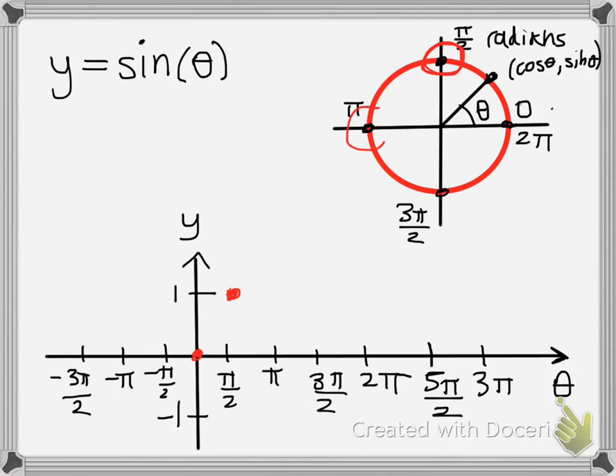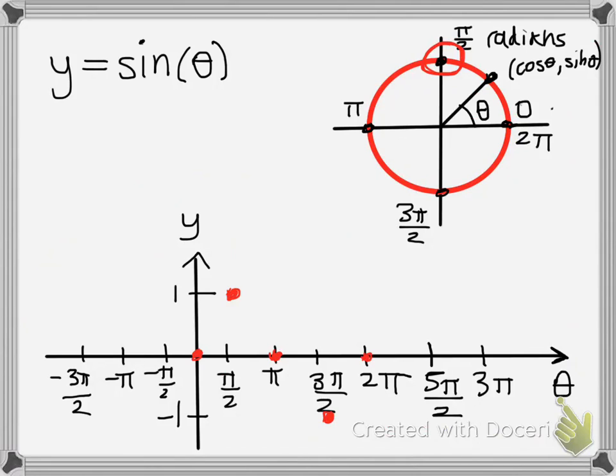Now we do the same thing for pi radians, which on the unit circle is 180 degrees, and over there the y coordinate is 0 again. And down here at 3 pi over 2, or 270 degrees, the y coordinate is actually negative 1 because we're below the x-axis by 1 unit. So sine of theta is negative 1 over there. At 2 pi, we're back where we started, which is at 0.